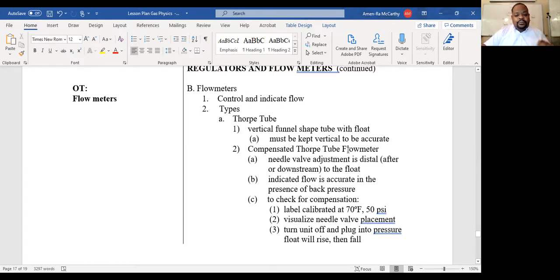The compensated Thorpe tube, or Thorpe tube flow meter, the needle valve is distal to the float. If I could put stars over that, I would. The needle valve is distal to the float.